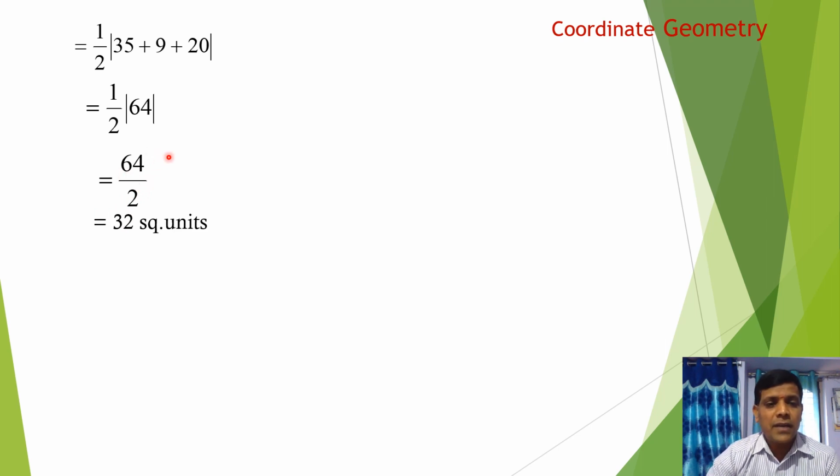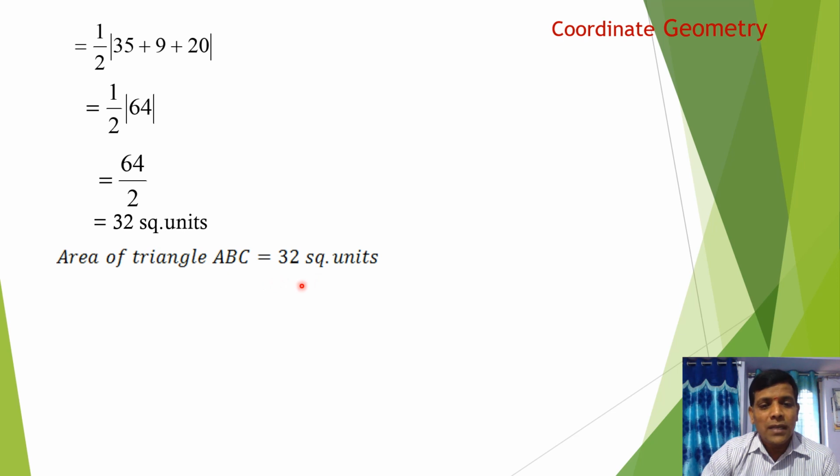So what is the area of triangle? 32 square units. Therefore, area of triangle ABC is equal to 32 square units. Are you clear? So let us see one more question.